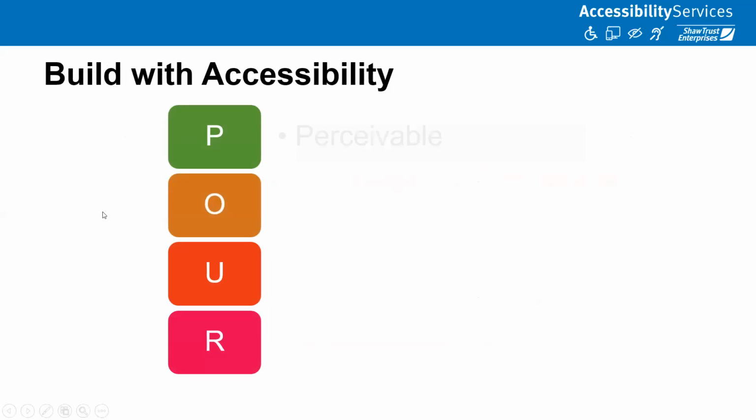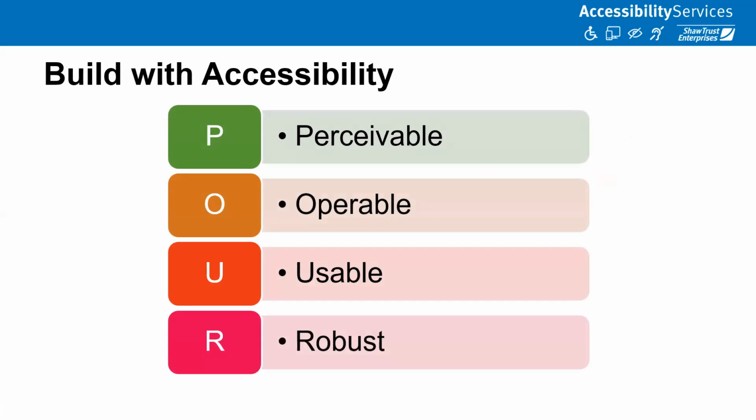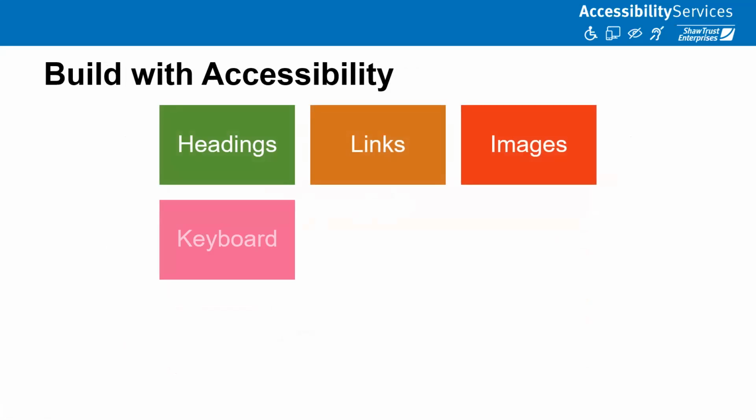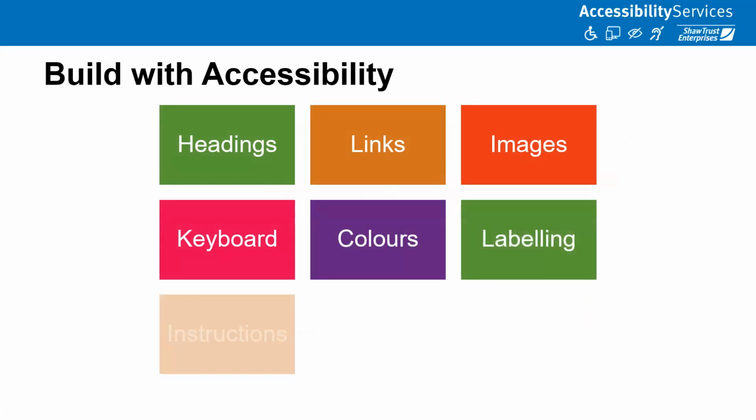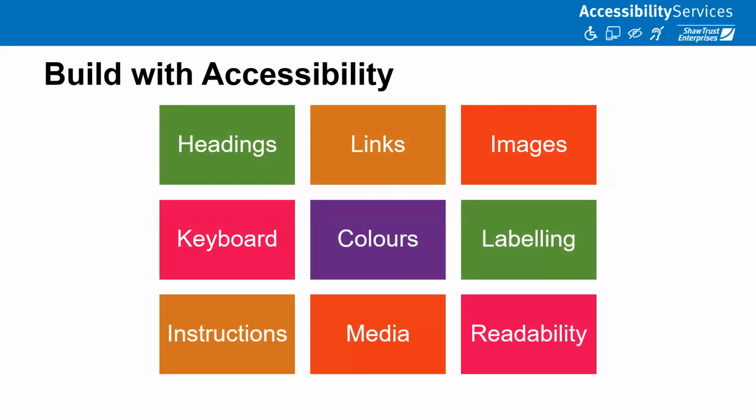Build with accessibility in mind. So make your content perceivable, operable, usable, and robust. So these are the 4 principles that the Web Content Accessibility Guidelines are built on. So make your content easy to use, actually usable, and then robust, so the ability to move between browsers and devices and not break or fall over. So we need to be thinking of all of these different elements when we start making our content.